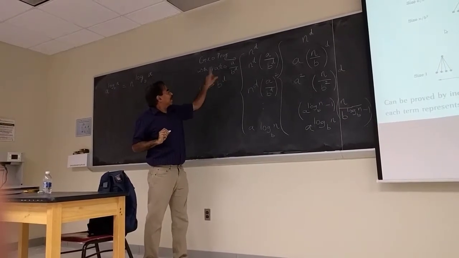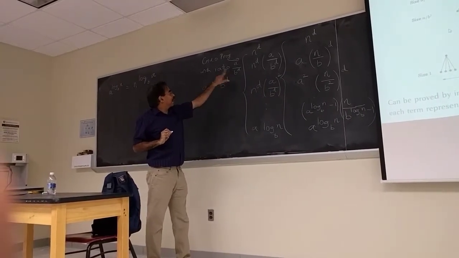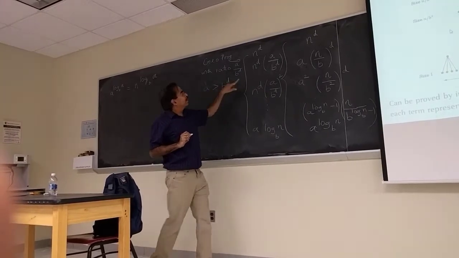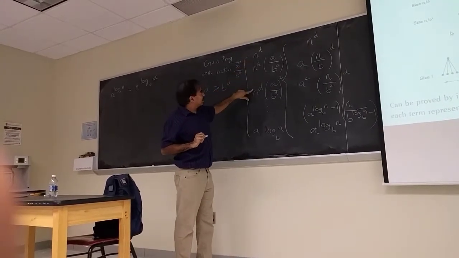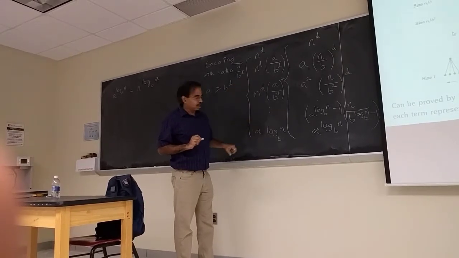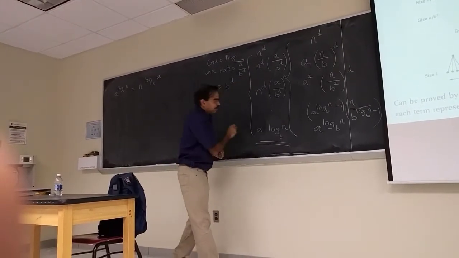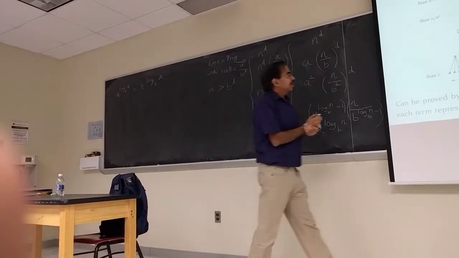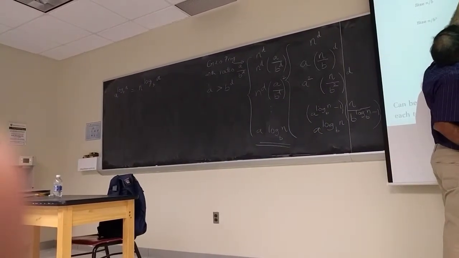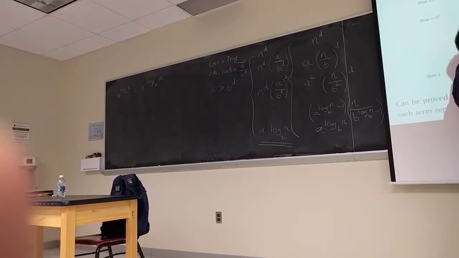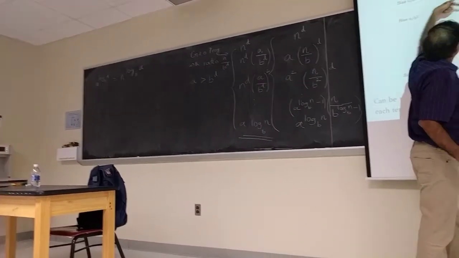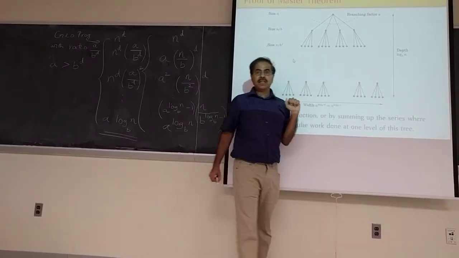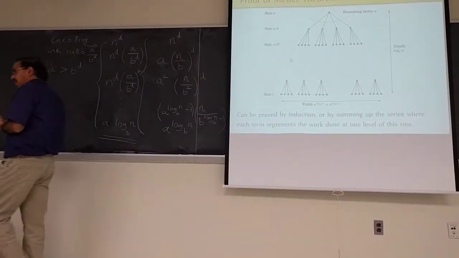So if this happens to be greater than 1, or in other words, a greater than b to the power d, then this term will be greater than this term, which will be greater than this term, and so on. So the term that will dominate, therefore, is the very last term, right? So essentially what we are saying is that the cost of this level is much larger than the cost of that level, and then the cost at this level is much larger than that, and so on. And all the way we get to the leaf and then say, okay, that is the dominating cost.